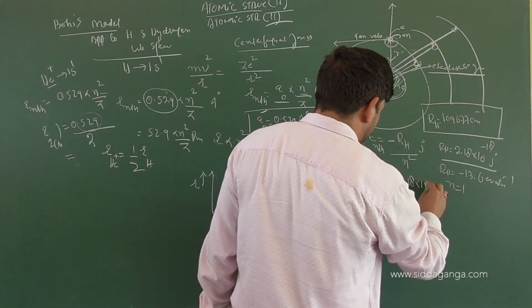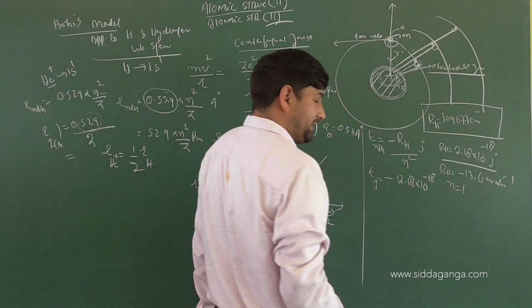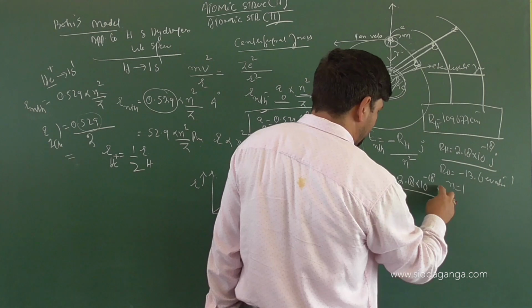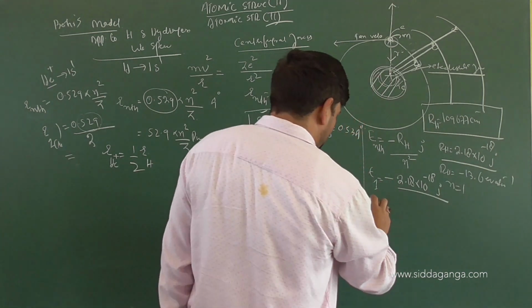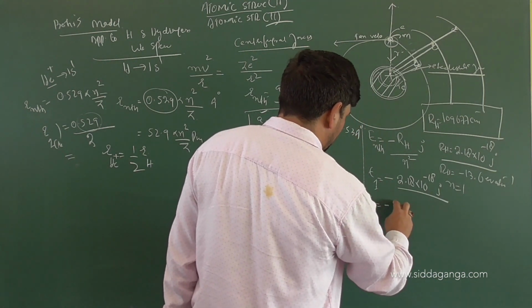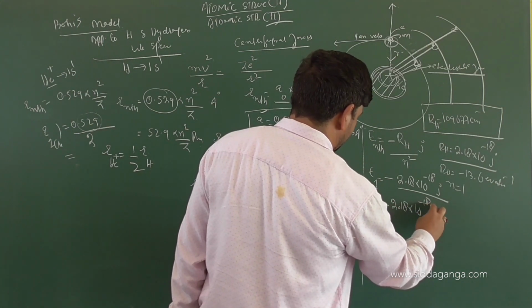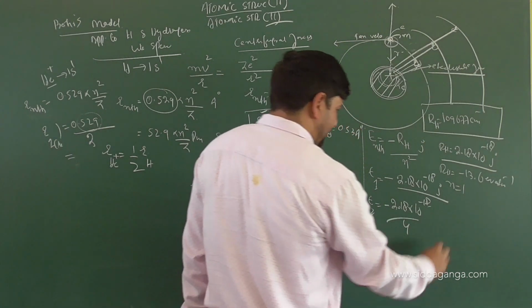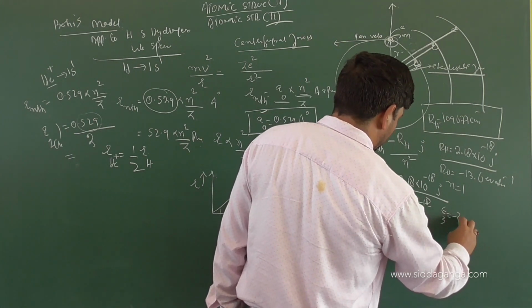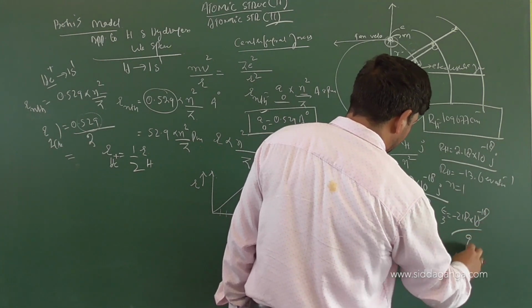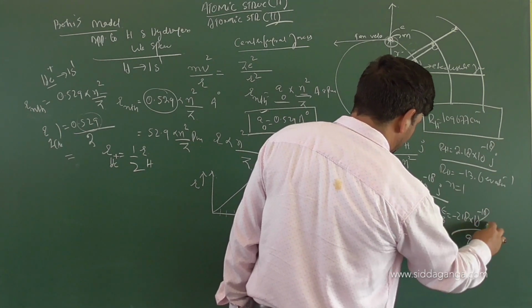So E1 will be equal to minus 2.18 into 10 to the power minus 18 by n square. Clear or not? What is the n value here? 1. So it will be in joules. This is the first one. Energy of the second shell will be minus 2.18 into 10 to the power minus 18 by 4. And then energy of the third shell will be minus 2.18 into 10 to the power minus 18 divided by 9.